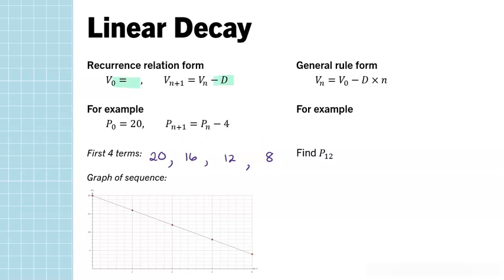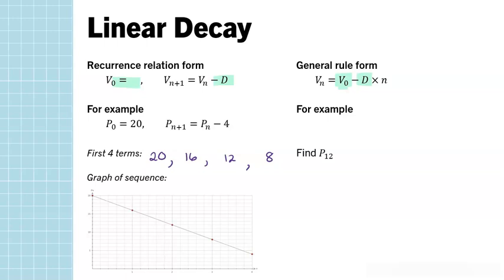Again, we can graph those, and you see, once again, we're talking about a linear, a constant decrease. So we have that negative straight line formed with that graph. When we transfer this into a general rule form, again, we're taking our value of our initial term V0 and our value of D, and being careful that we are decreasing. So it's minus D times N this time.